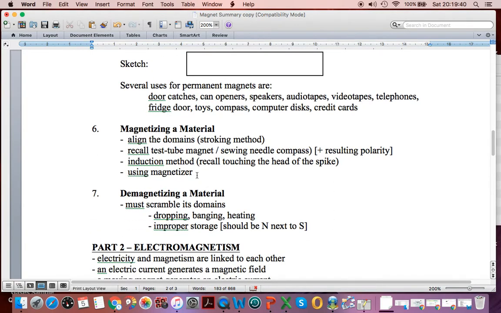We should know that magnetizing a material involves aligned domains. And so we had the test tube magnet, we had the induction method, the last one with the iron spike, and we have a magnetizer. Demagnetizing a material, we've got to scramble the domains by dropping, banging, heating, or improper storage, such as putting north next to north or south next to south when it should be north next to south.